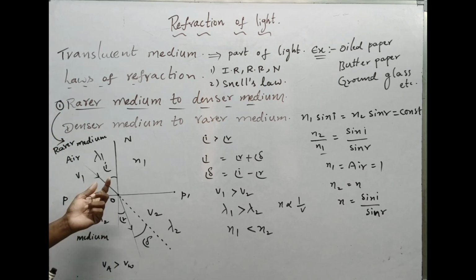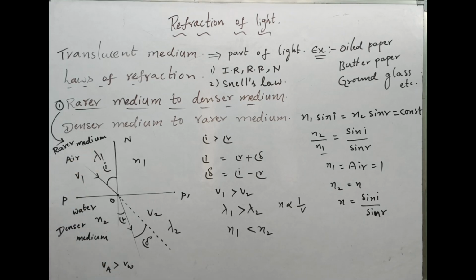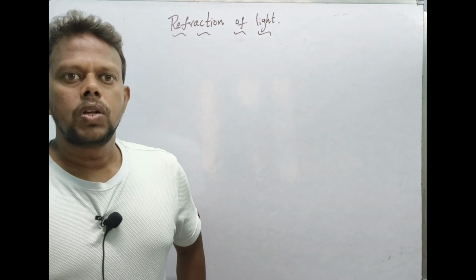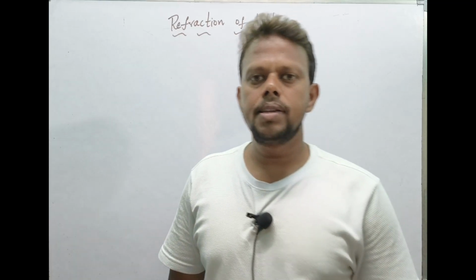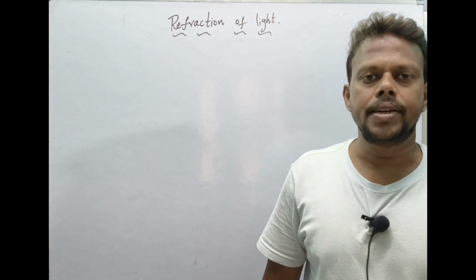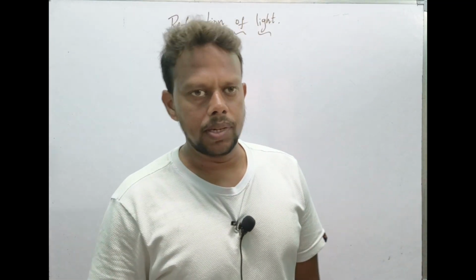So when the ray of light travels from rarer medium to denser medium, the refracted ray bends towards the normal. We have seen that when the ray of light travels from optically rarer medium to optically denser medium, the refracted ray bends towards the normal.